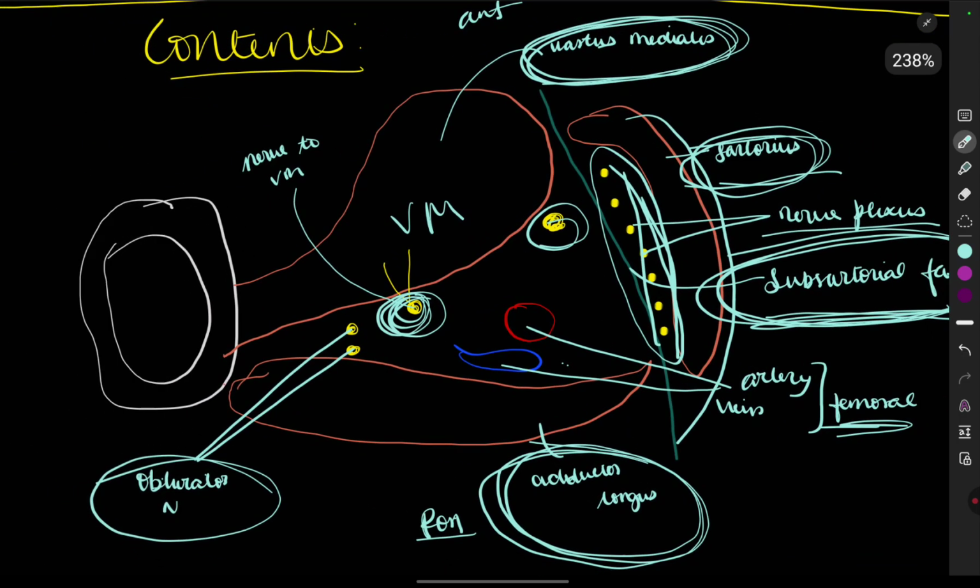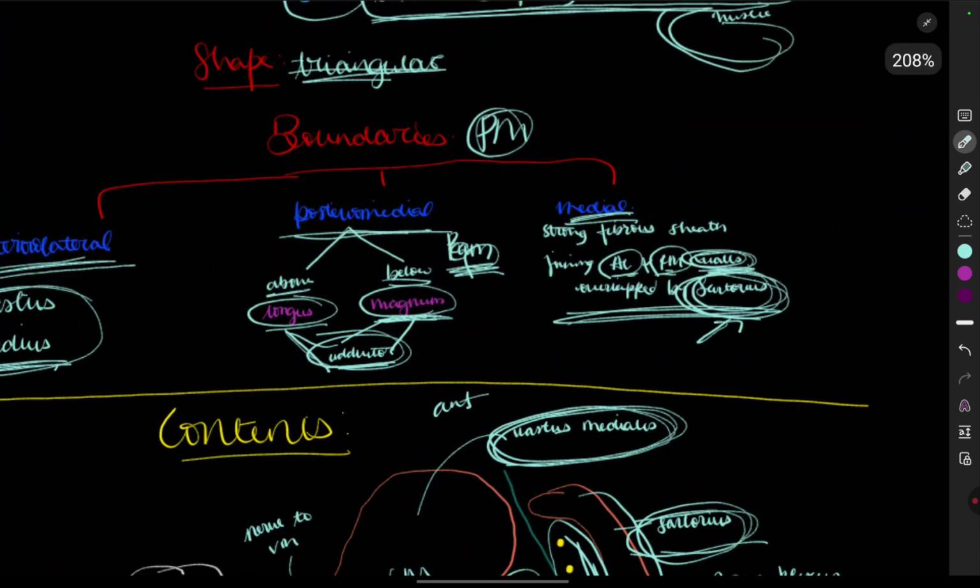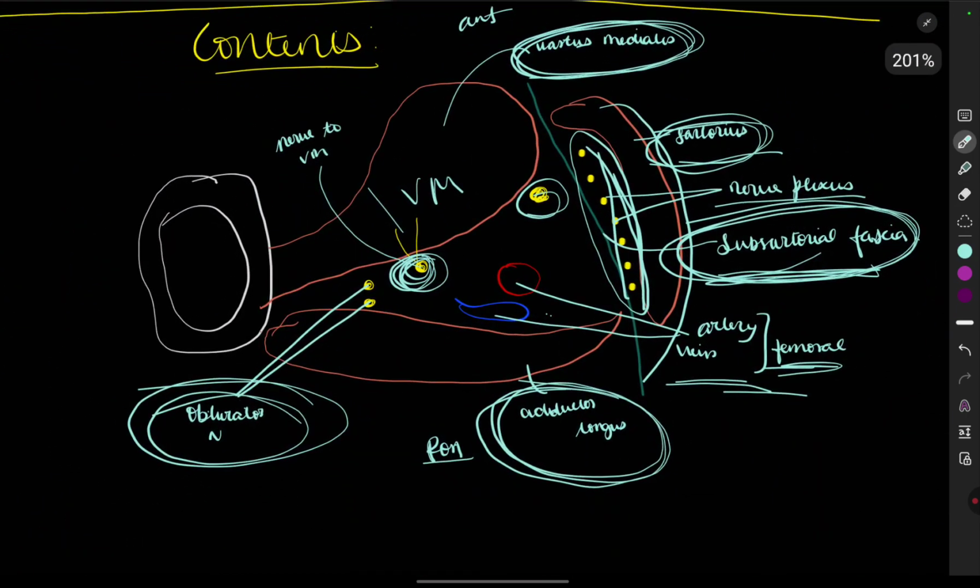The contents are the femoral artery, femoral vein, femoral nerve, then the nerve to the vastus medialis, the plexus in the subsartorial fascia, and the obturator nerve. These are the contents. You have to write it down in words, and you are done.